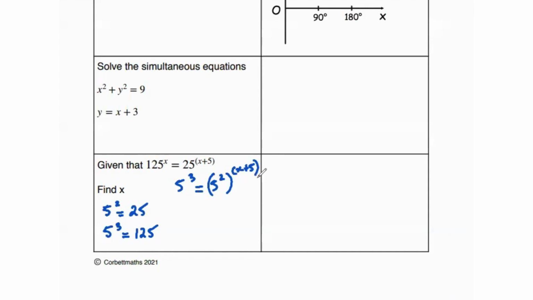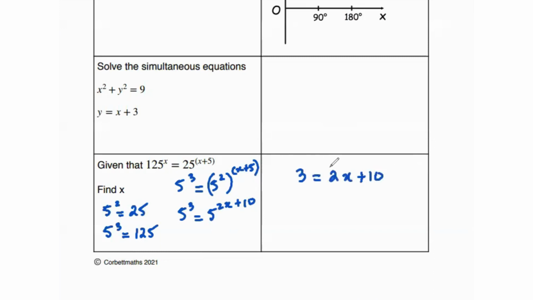Now, one of the rules of indices is that when you have a power outside the bracket and inside the bracket, you multiply those powers. So it's going to be 5 cubed equals 5 to the power of 2x plus 10. Now, since the bases are the same on both sides and they're singular bases, we can put the powers equal to each other, which is another rule of indices. So we can do 3 equals 2x plus 10.